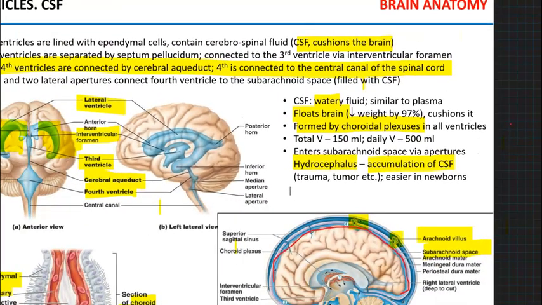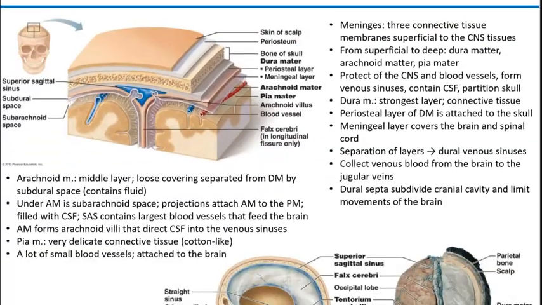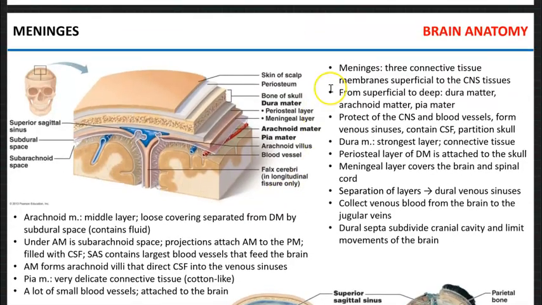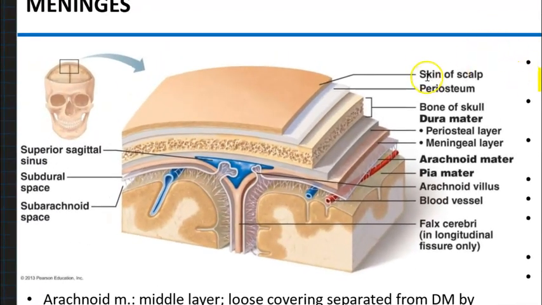Now, in addition to cerebrospinal fluid, another structure that protects and secures the brain is meninges. Meninges are membranes formed by connective tissue, and they are superficial to the brain. So let's take a look at the structure of meninges right here.